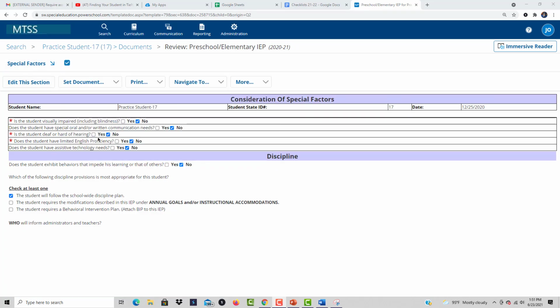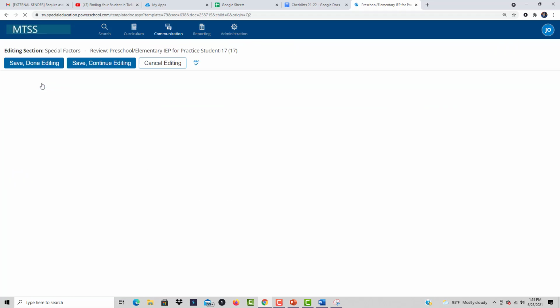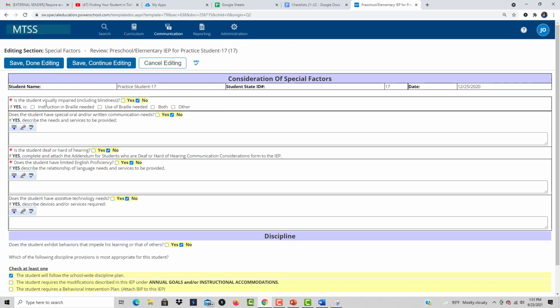Now in this section, we have to answer a couple of different questions, and based on how we answer it, then we might have to do something additional. So we're going to go through all of that. So I click on Edit this section. And now the first question is, do I have a student who is visually impaired, including blindness? We're going to go ahead and say yes.